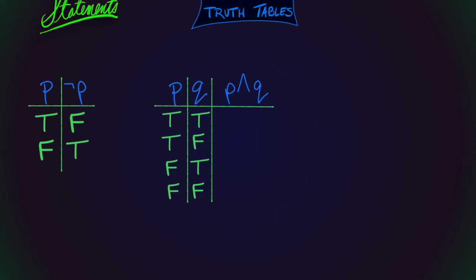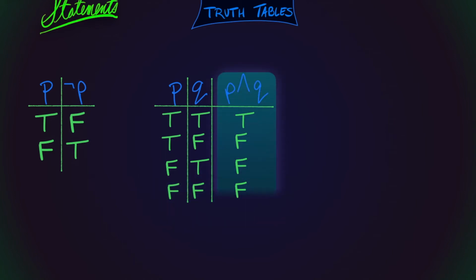And so generally, when we talk about a conjunction, it's only true when both are true. So if we have true and true, P and Q would be true. If we have true and false, so P is true, Q is false, P and Q would be false. P is false, Q is true, P and Q would be false, and if they're both false, P and Q is going to be false.